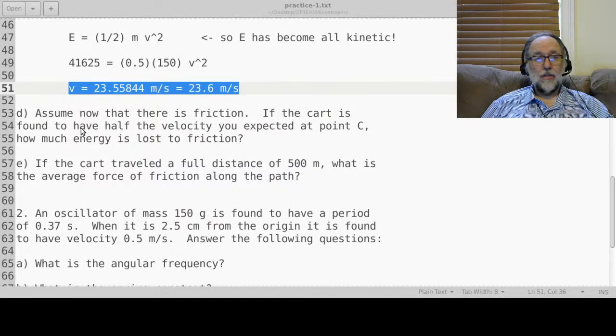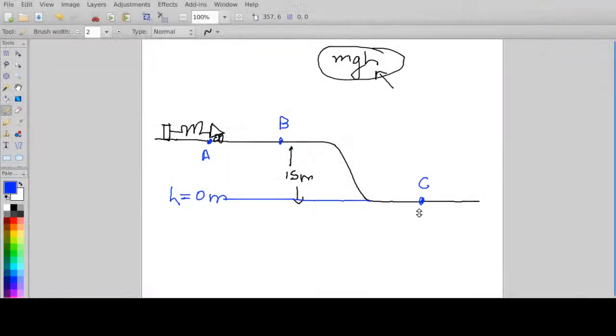And I say now, assume there is friction. And if the cart is found to have half the velocity that you found in part C, so we found a velocity of 23.6 meters per second, so if it's found to have half of that velocity, how much energy is lost due to friction? Okay, so we're going to run the problem backwards. At this point, we're at point C, and if you go back to point C, the energy is still all kinetic. The amount of kinetic energy is going to be different.